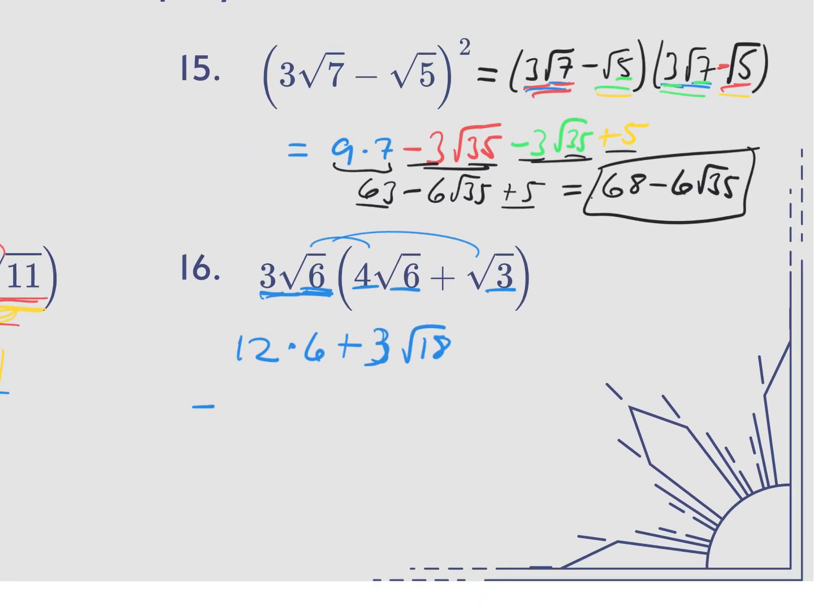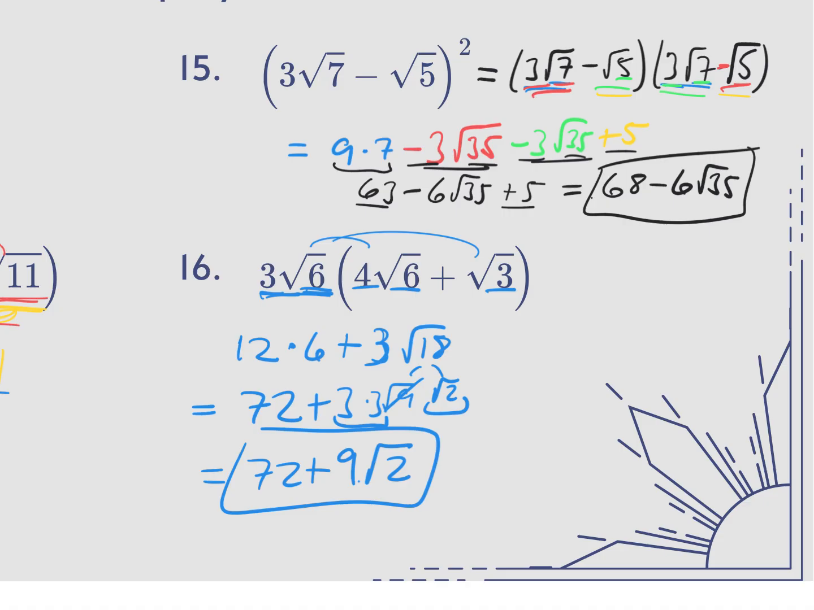And then check if you can simplify this. Some of these you can. 12 times 6 is 72, plus 3, and then square root of 18 is 9 and 2. And then this 9 becomes a 3. So then I get 72 plus 3 times 3, which is 9, square root of 2, that doesn't simplify. So this is your final answer.